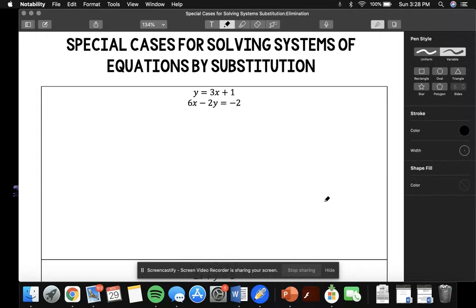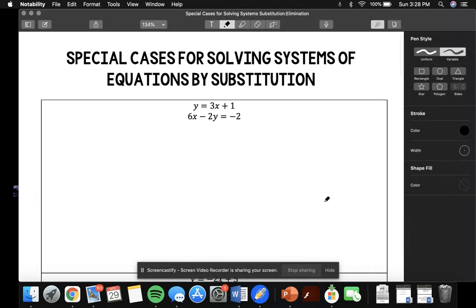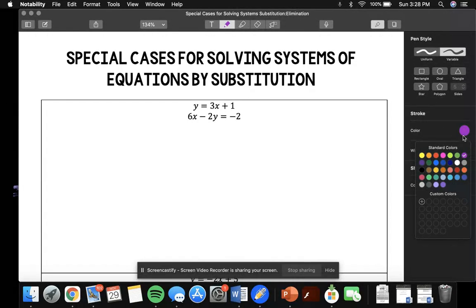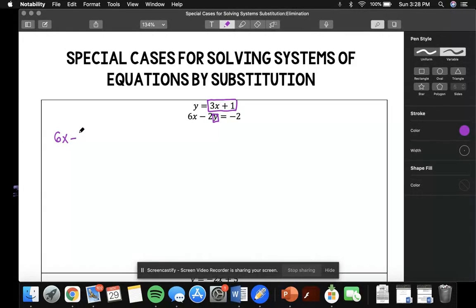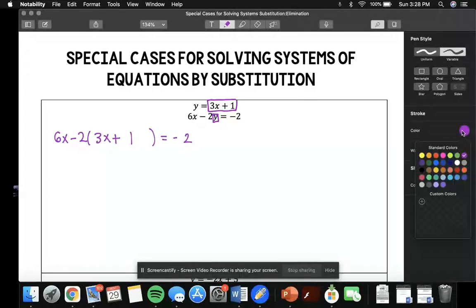Okay, so yesterday we talked about how to solve a system by substitution instead of graphing. This top problem is already solved for y, so why not use it and put 3x plus 1 wherever I see a y. My equation could be 6x minus 2, and now instead of y, I'm going to put what it's equal to, 3x plus 1, and that equals negative 2. Then I'm going to solve it.